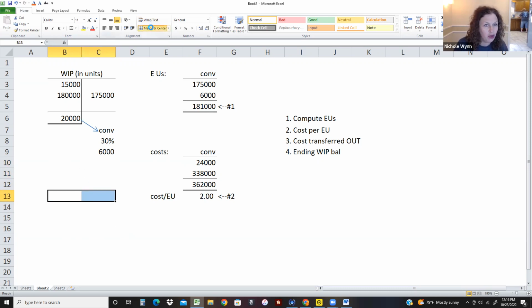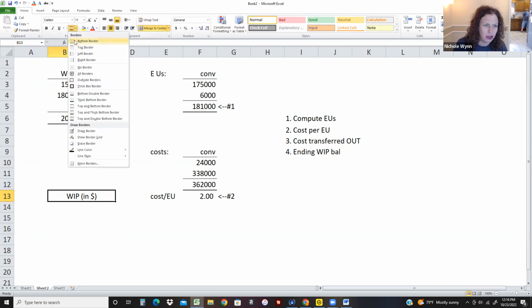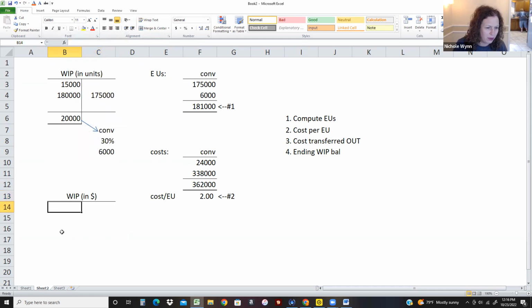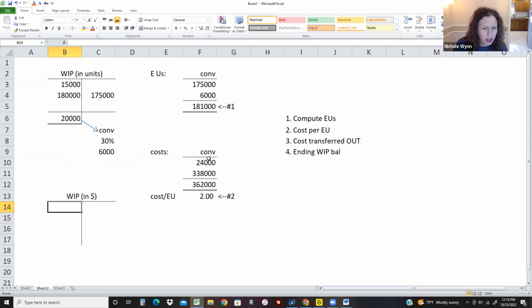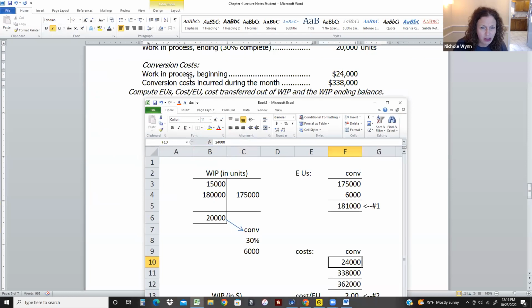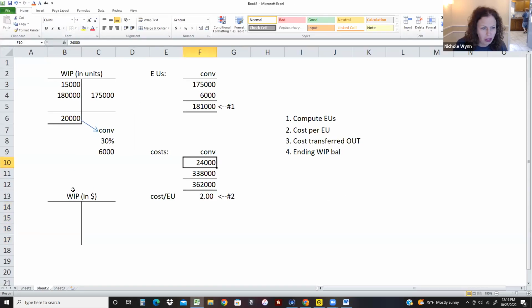Now I'm going to draw another WIP account, but this WIP account is going to be in dollars instead of in units. We've never done a WIP account in units. We've always done WIP in dollars, like all accounts we've ever used, because that's what we keep track of as accountants. But now we are going to do WIP in dollars. Now this dollar amount, when we were looking at the given, was the beginning cost, and this is the extra cost incurred during the month. So those dollar amounts go on the left side: the beginning cost, and then we spent 338.